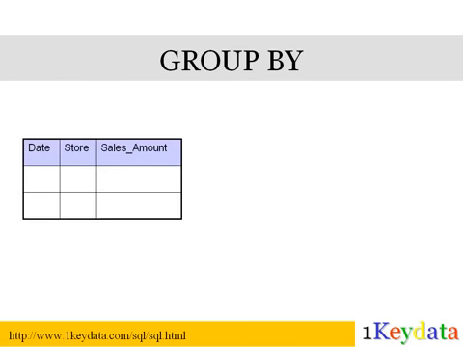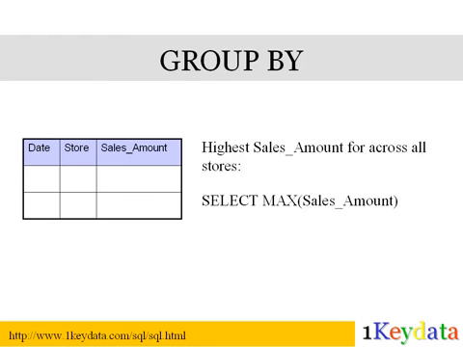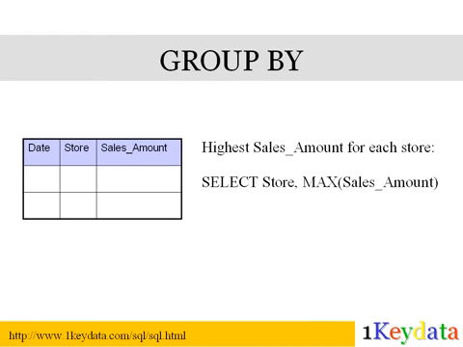Let's say we have a table that has 3 columns: date, store, and sales amount. To find out what was the highest sales amount across all dates and all stores, we can simply use select max sales amount. On the other hand, if we want to find out the highest sales amount for each store, then we'll need to retrieve both the store column and the sales amount column. And our select statement becomes select store, comma, max sales amount. However, this select statement itself is not enough.